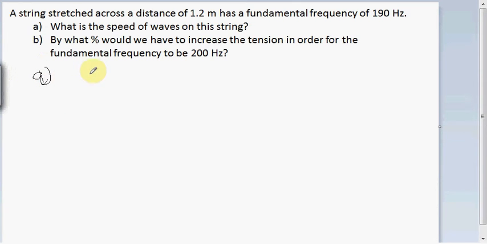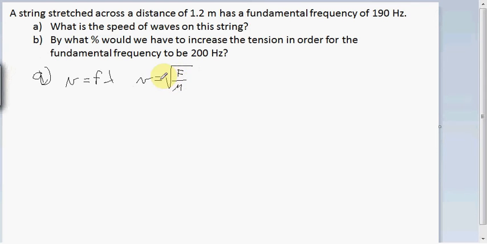Okay. First of all, speed of waves on a string. Well, there's a couple things that we know about this. First of all, we know that v is equal to f times lambda. We also know, and that's true of waves in general, whether we're talking sound waves, or later in the semester light waves, or for now waves on a string, that v is equal to the square root of the tension divided by the linear density.